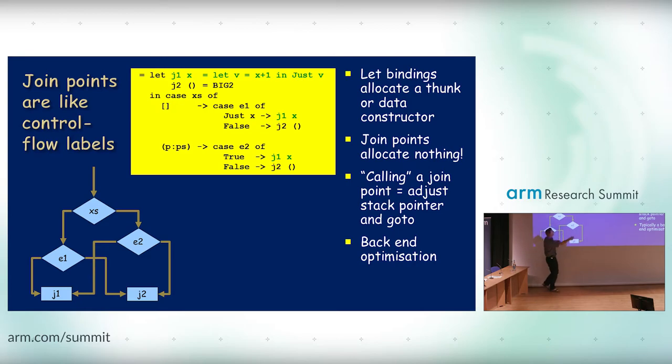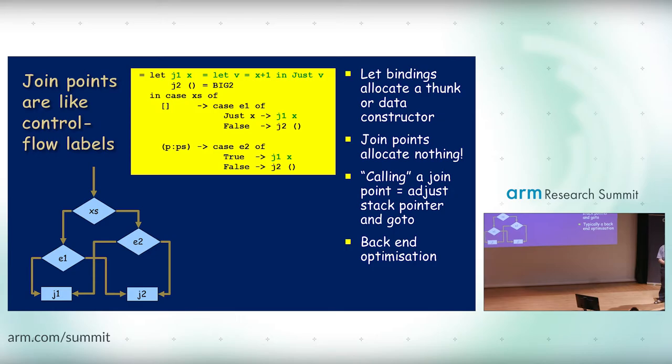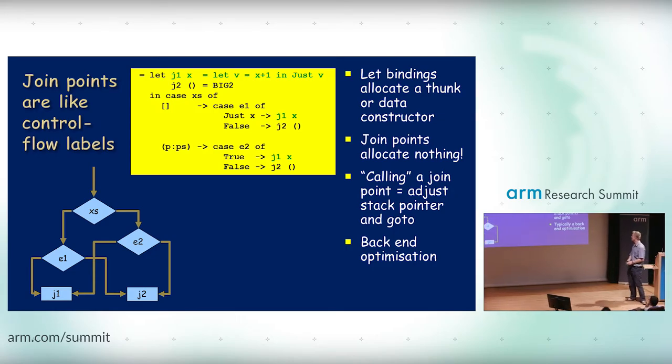And so calling a join point like these guys, these calls here, should be no more than adjust the stack pointer and go to. So we're trying to reflect in this intermediate language the operational reality that these things are just going to be go-to'd. And all good compilers do this too, right? They have some kind of, usually just in the back end, they recognize these very special kind of bindings and implement them more efficiently. And that's what GHC had done for many years.